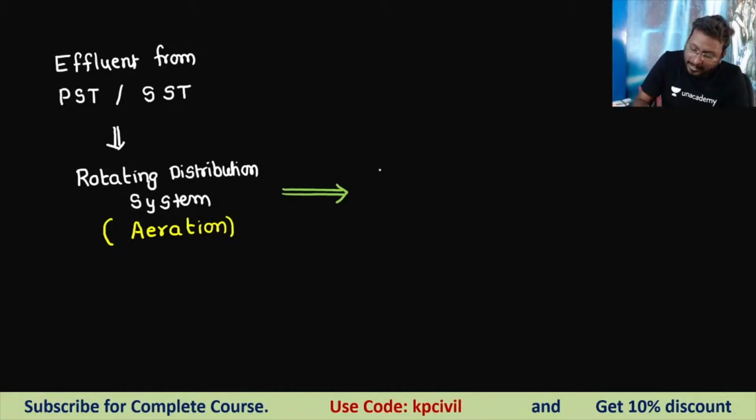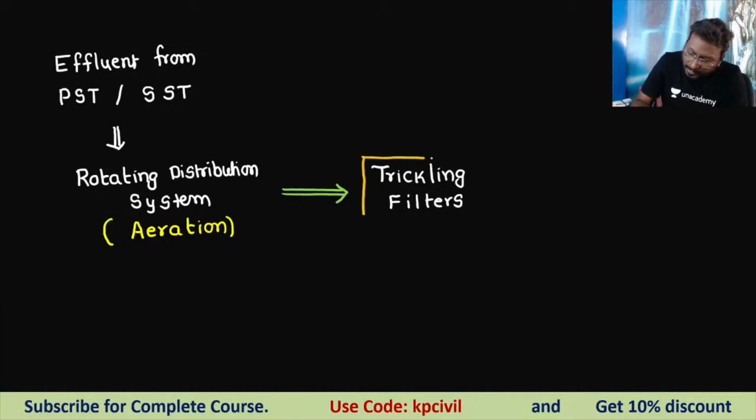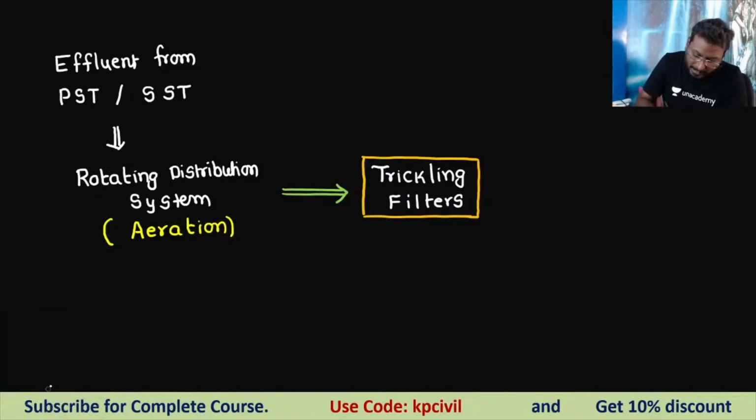Now that aerated sewage is loaded into the trickling filter. What will the trickling filter contain? The trickling filter contains biofilm, bacterial growth. Clear? So the trickling filter will perform degradation. The trickling filter carries a microbial layer, an attached culture system.